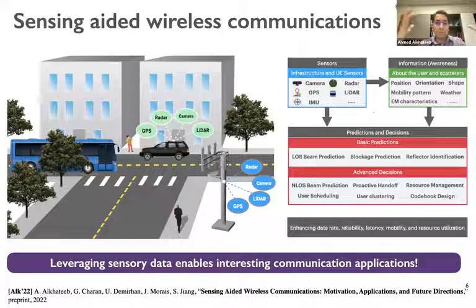And if all of them collaborate to acquire awareness and information about what is happening in the communication environment, from the positions of the user and different scatterers, to the shapes of these different scatterers, their mobility patterns, and so on, so real-time awareness about what's happening in the communication environment, then the network can leverage this awareness to make quick decisions on, say, beam prediction, blockage prediction, identifying where the best non-line-of-sight path and reflector are, proactive handoff, proactive resource management, user scheduling, and so on. So in a way, this awareness could be key for overcoming the challenges that come with these two key trends in communication systems.